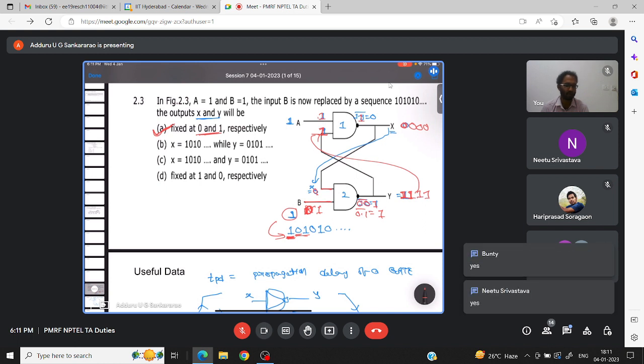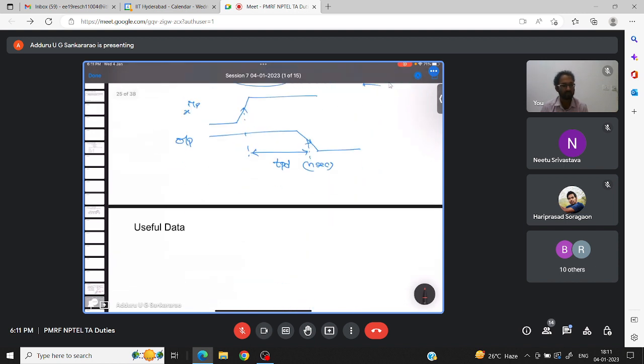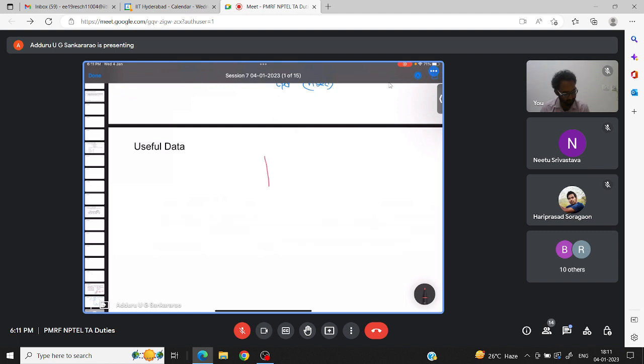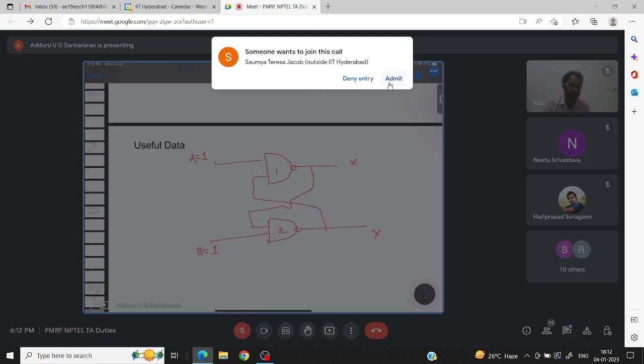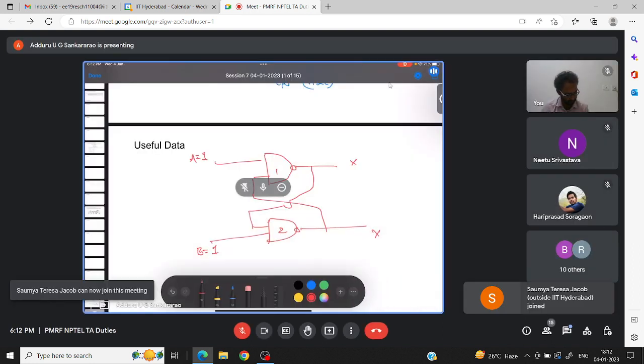Fine. Now they have not given which gate is faster, right? So there is another assumption also. Let us assume gate 2 is faster compared to gate 1, just opposite to the previous one. There is a feedback. This is X, this is Y, this is A. Initially A equal to 1 they have given, B equal to 1 they have given.